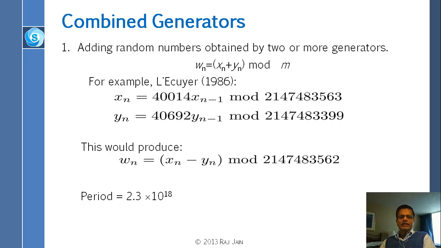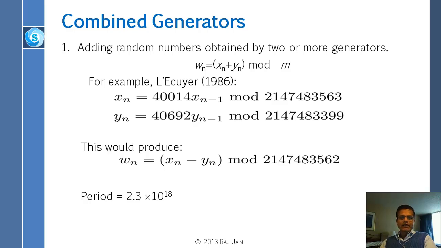So in that case, basically we go on to combined generators. The combined generators, basically what we do is we take two or more good generators and then we combine them. One way to combine them is simply to add them. For example, you could do xn from one generator, yn from second generator, and then you can add them and do mod with something to get a third generator, which would be a different generator.